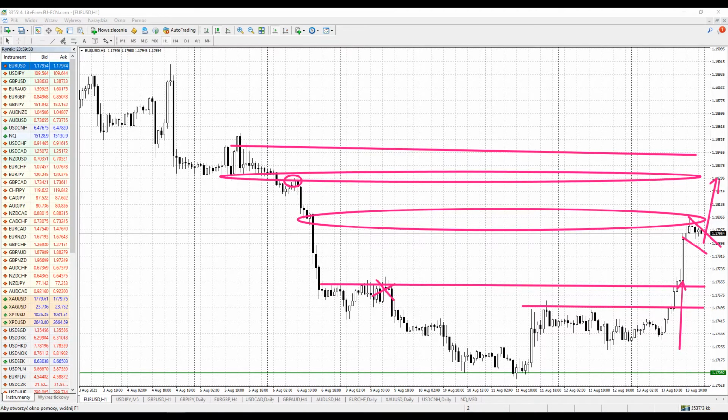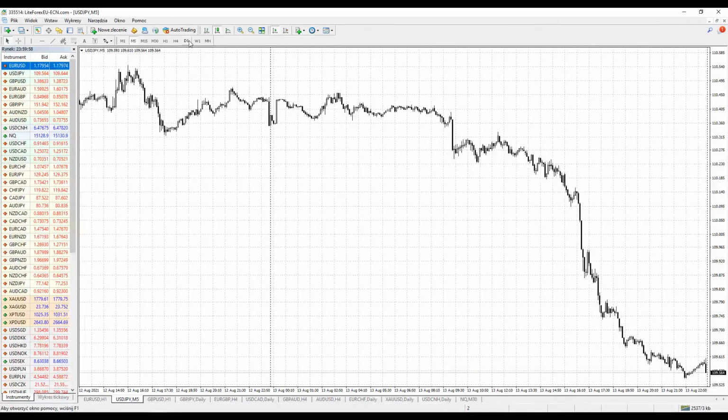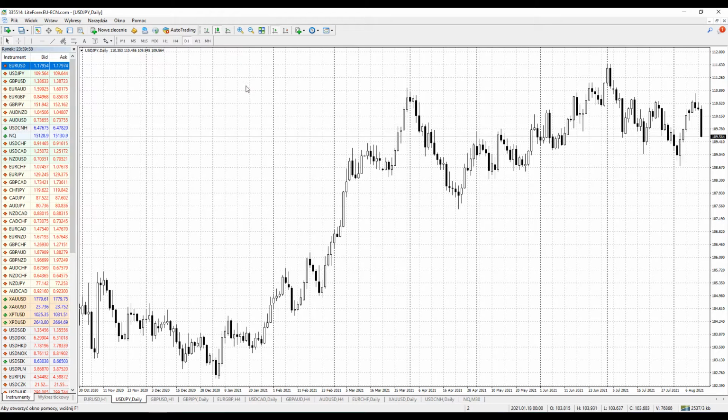Now, when it comes to the... so it was the perfect setup, and now we discussed where the pullback might take place and what's the target and where the supply is. Very similar situation when it comes to the dollar yen. All right, it was also very interesting when it comes to the daily chart and the latest price action.